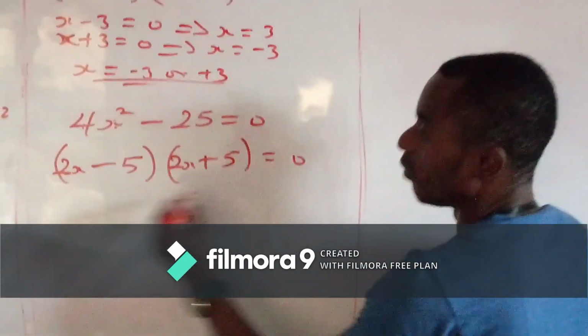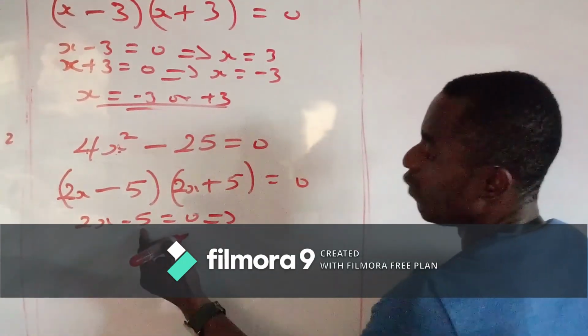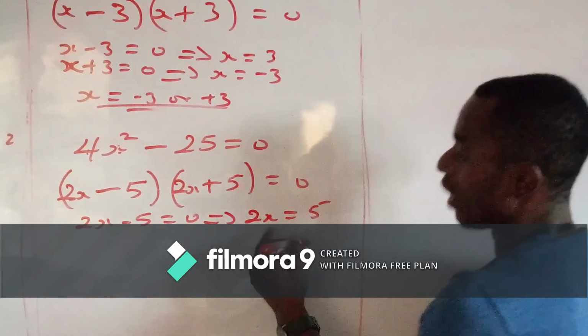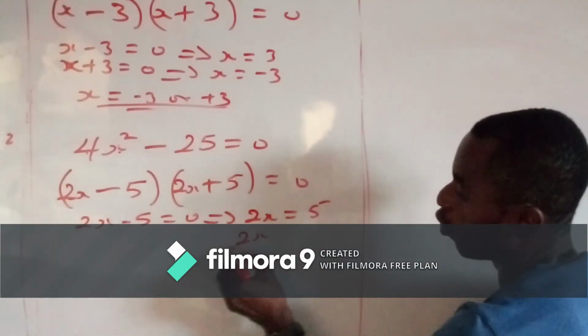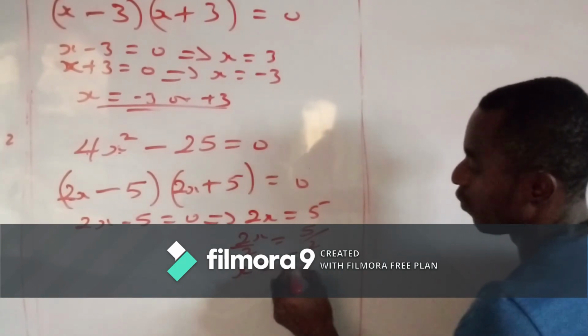So equate them. 2x minus 5 equals 0. Implies that if you bring this 5 here, it becomes plus 5. 2x equals 5. Now divide both sides by 2. 2x over 2 equals 5 over 2. So x equals 5 over 2.